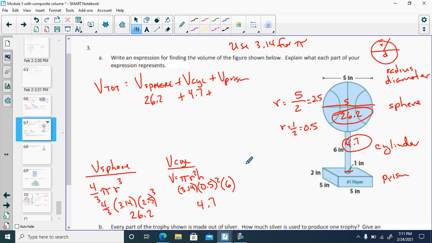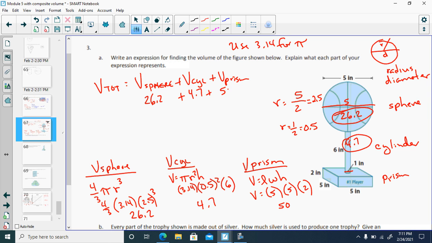Now let's figure out the volume of that prism. Volume of a prism is length times width times height. Our length is 5, our width is 5, our height is 2. 5 times 5 is 25, times 2 is 50.